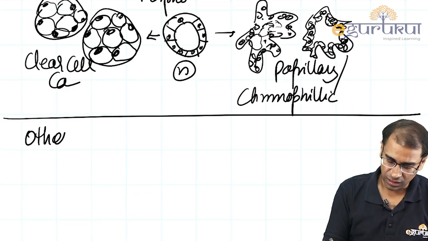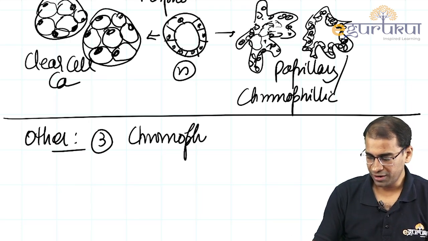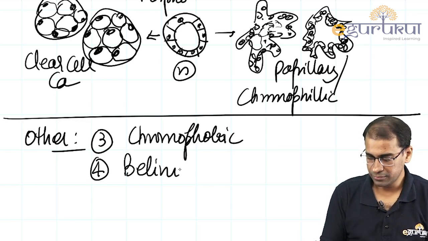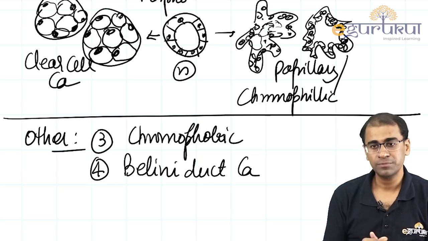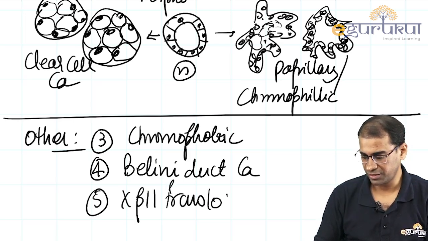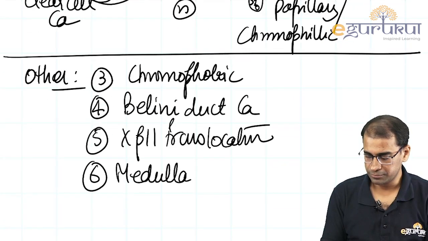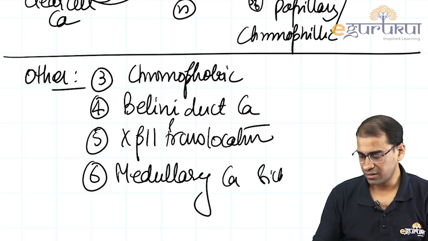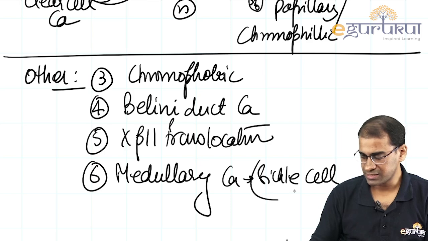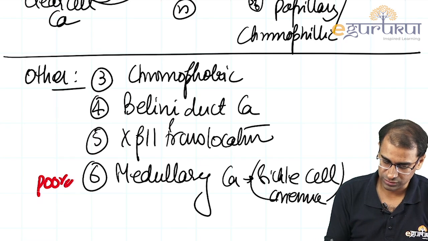The other variety that you must know, the third one, is the chromophobic variety. It can be Bellini duct carcinoma, it can be the XP11 translocation variety, a new variety, and very rarely it can be the medullary variety. This variety is seen in sickle cell anemia, and this has the poorest prognosis. Remember, this has the poorest prognosis.